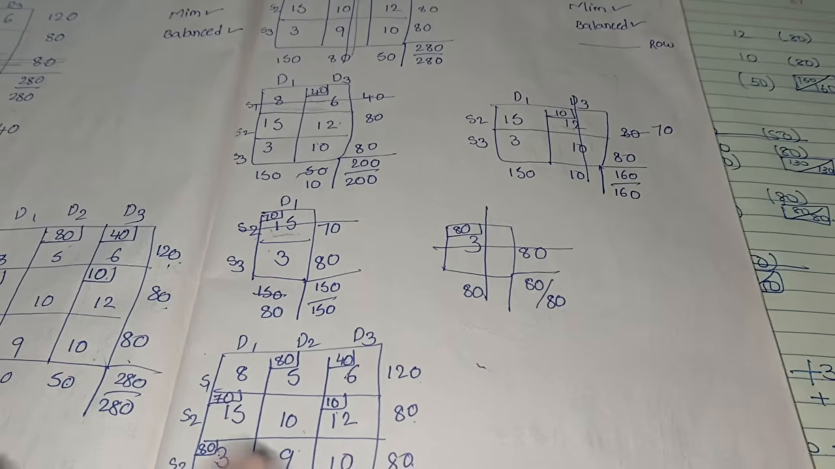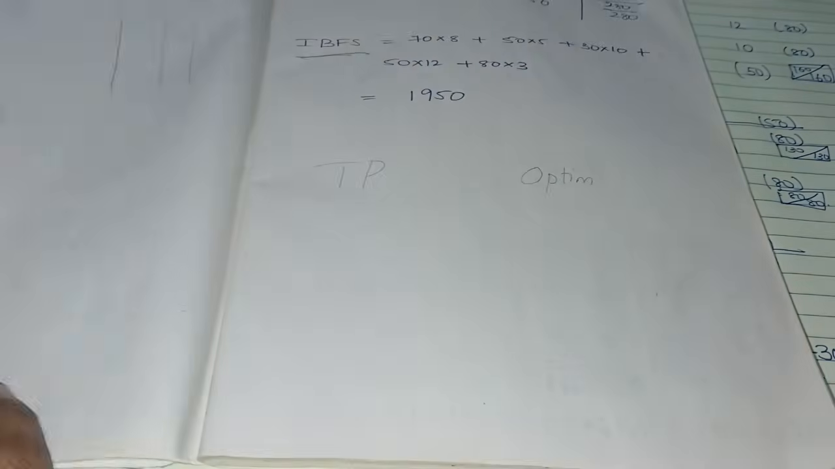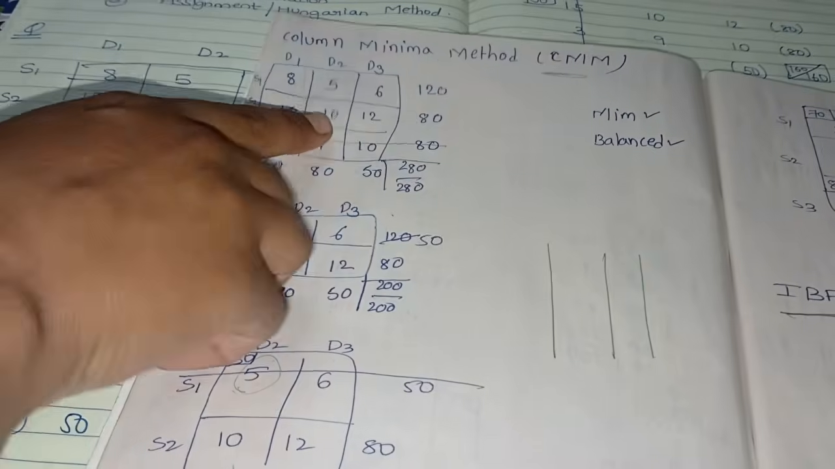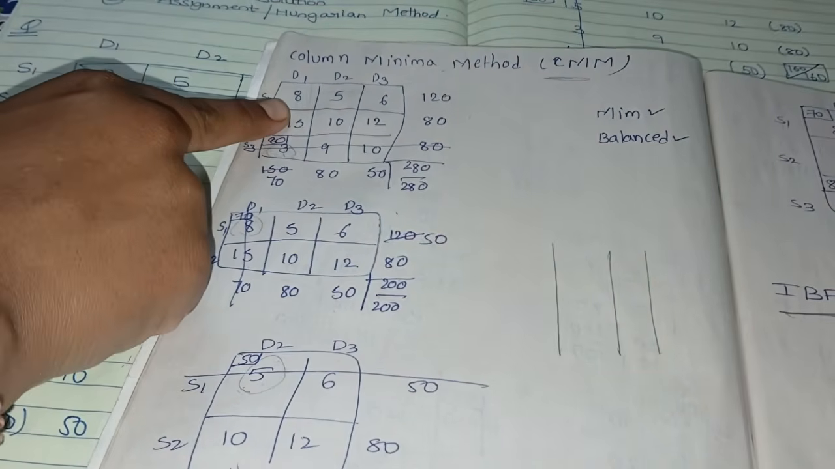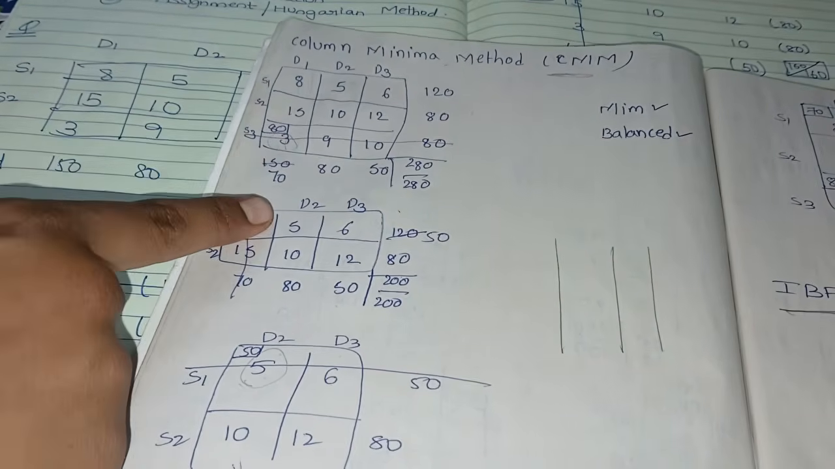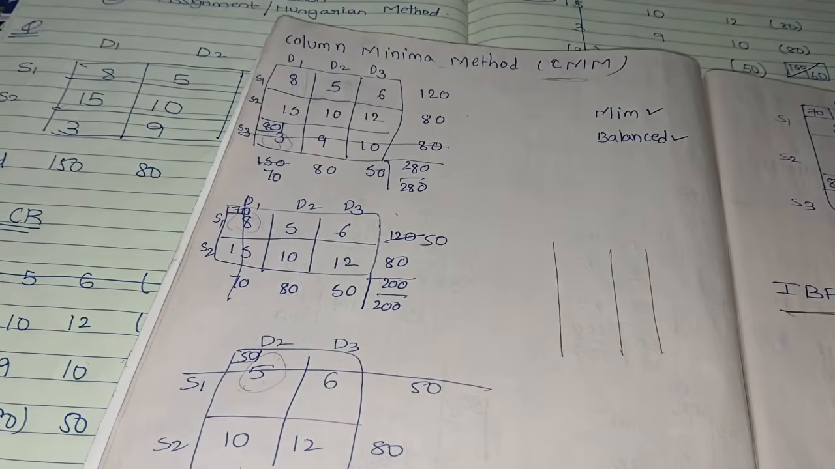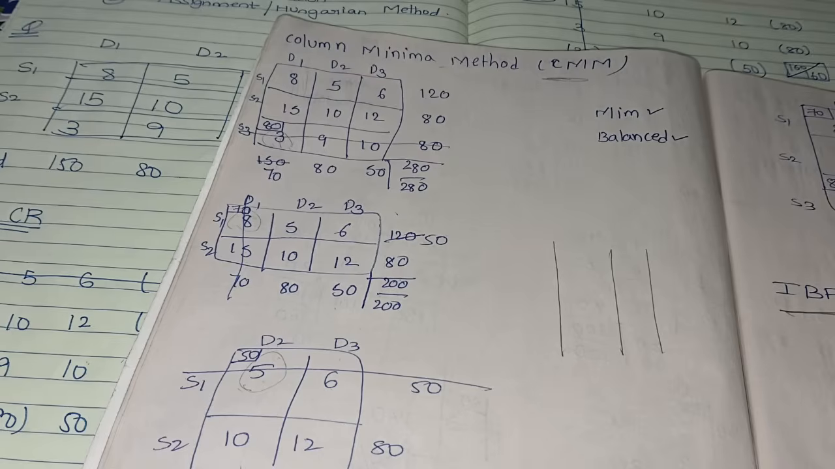As you know, after doing all this, you need to calculate the IBFS in every method. Yes. Next, CMM is about checking column wise. See 8, 15, 3. What is in the first column? What is the least one? 3. Only the first column you need to consider. In RMM also only the first row you need to consider. NWCR is the first cell. Okay. So like that you need to consider everything.